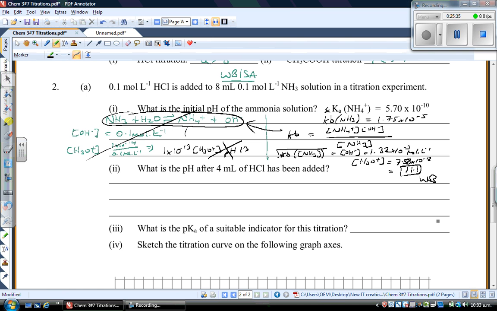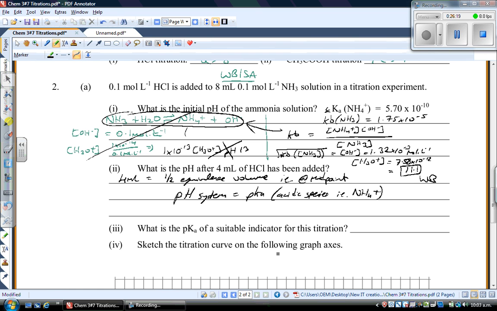Part 2, what is the pH after 4 mL of HCl has been added? Well, 4 mL is equal to half the equivalence volume. And at half the equivalence volume, we are at the midpoint. And if you're at the midpoint, then there's an expression we can use here where the pH of the system is equal to the pKa of the acidic species, in this case NH4+. So we're at the midpoint. The pH of the system is equal to the pKa of the acidic species at this point.